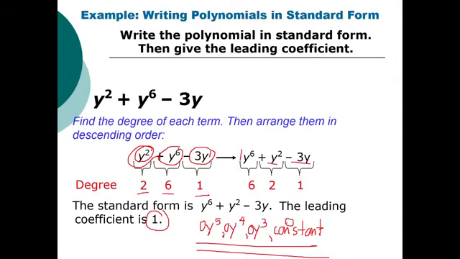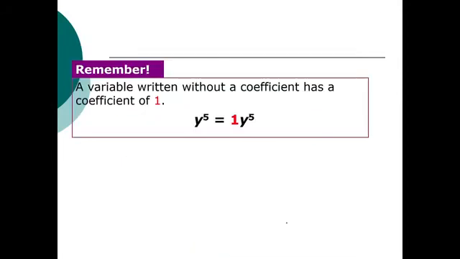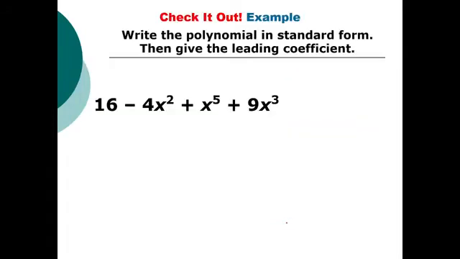So take note of that. When the term is missing, the coefficient is 0. Let's continue. A variable written without a coefficient has a coefficient of 1. It's very clear. Now let's have this example.